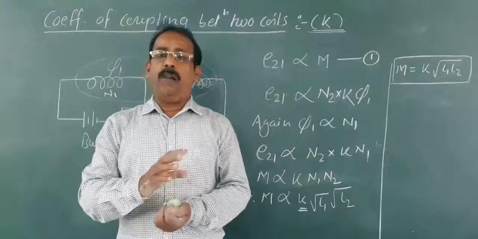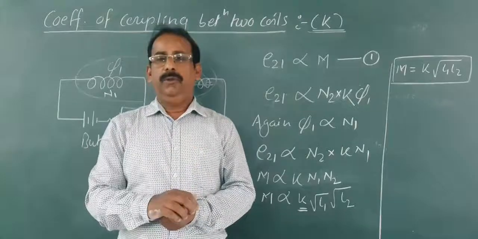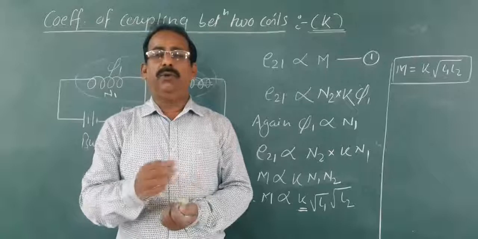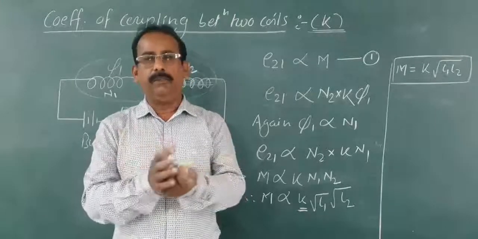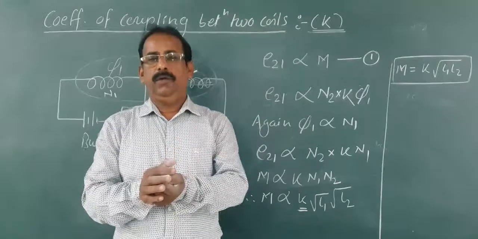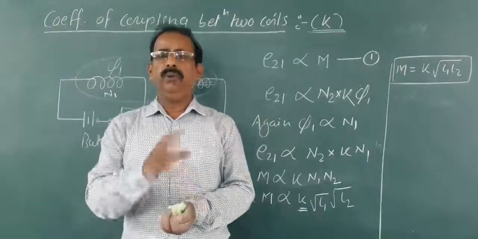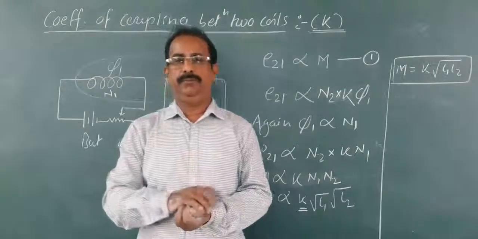If the value of K comes greater than 0.5, then we say that the coils or the circuits are tightly coupled. And if it is less than 0.5, the two circuits are loosely coupled to each other.